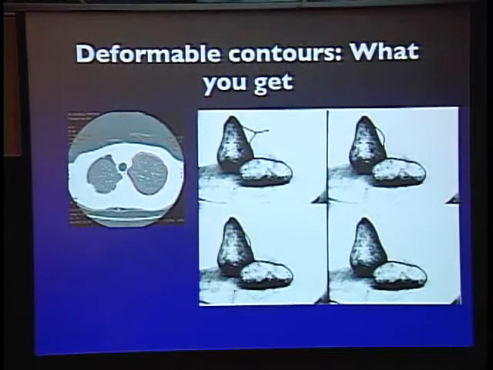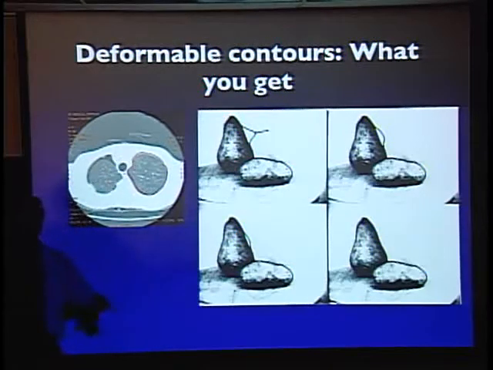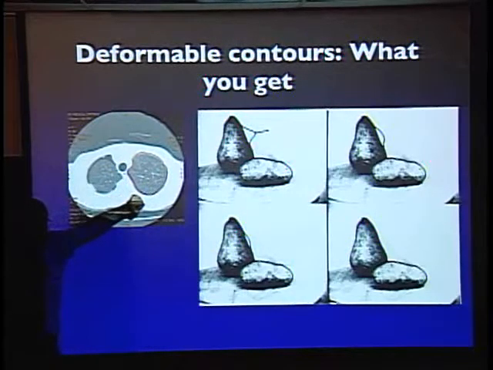Deformable contours really blossomed in the early 80s. And because they are useful for a variety of different applications, it's fairly common to, for example, in abdominal CT scans, I think these are both kidneys, and this is someone's abdomen as they are laying down on the table. It's fairly common to want to isolate just an organ of interest, such as the kidneys.